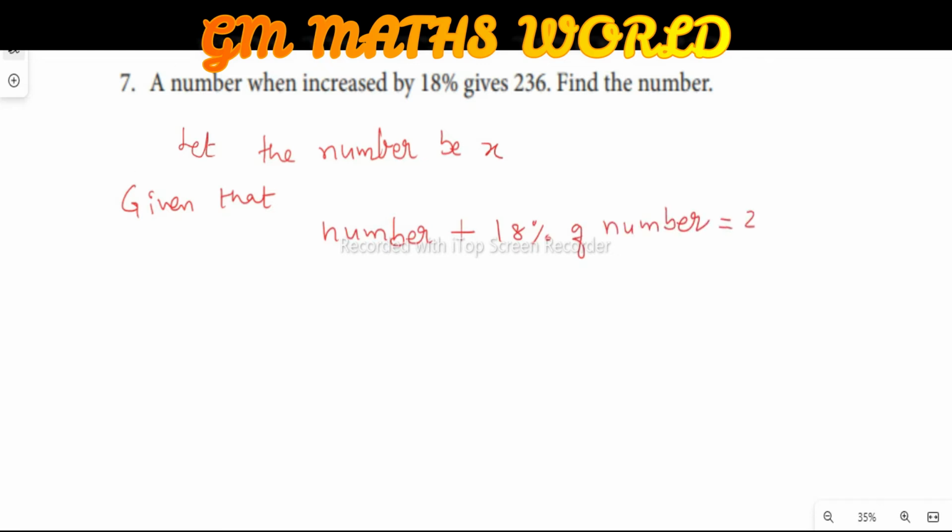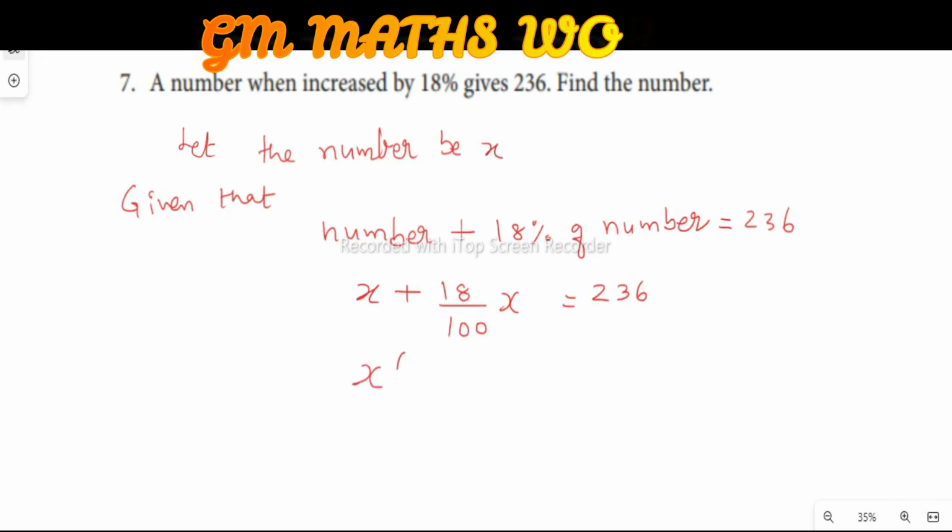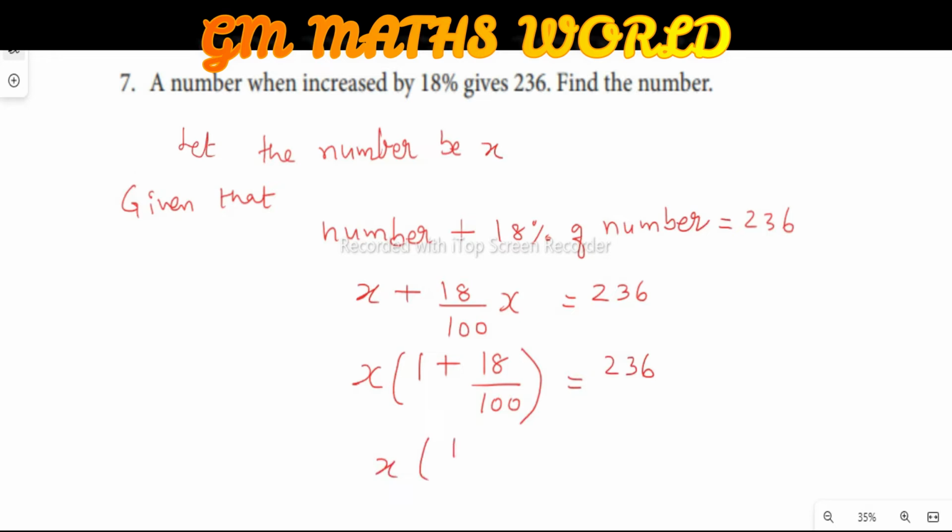X plus 18 by 100 x equals 236. X is common in the first term and in the second term. So x is taken out, and x into 1 plus 18 by 100 equals 236. So x into 1 plus 18 by 100 is 100 plus 18 by 100, which is 118 by 100, that is 118 by 100 is equal to 236. So x equals 236 into 100 by 118.